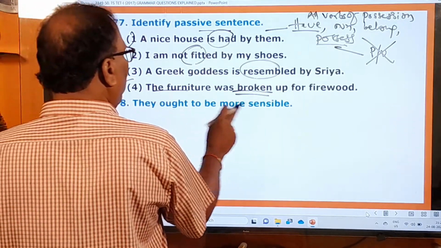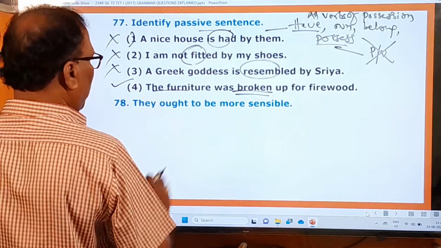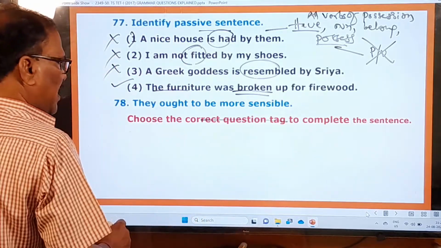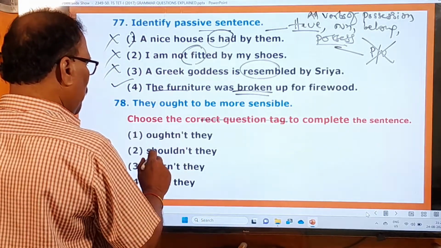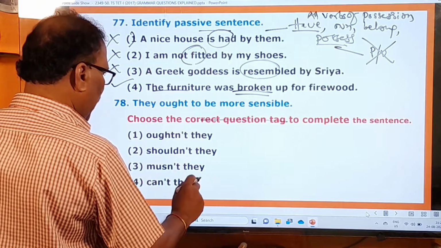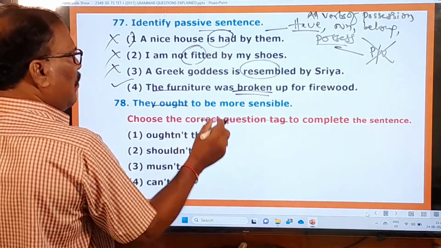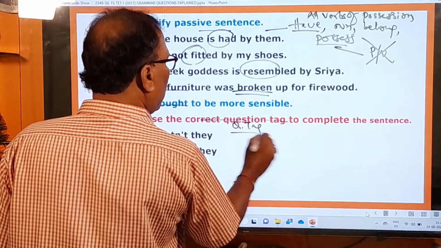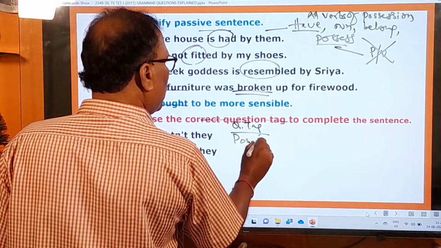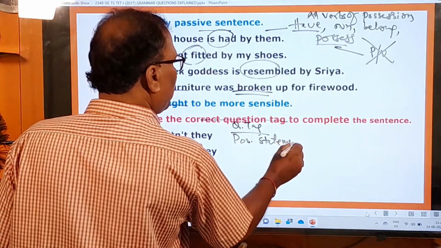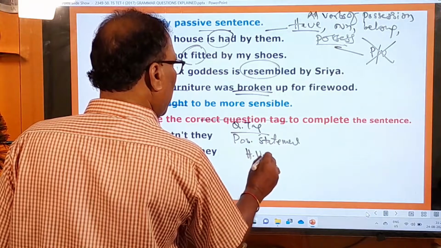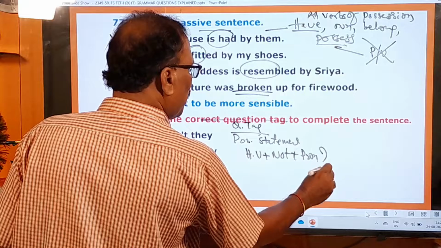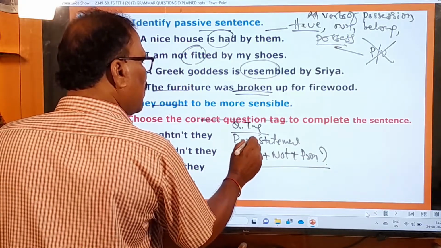And here they ought to be more sensible. This is a statement given here. Now what is the question being asked? Choose the correct question tag to complete the sentence. The options are: oughtn't they, shouldn't they, mustn't they, can't they. Ought to, you know very well. This is a positive statement. For a question tag, you know very well, for a positive statement, you have to take the helping verb and not, and then add the pronoun. Afterwards, a question mark. This is the question tag for a positive statement.